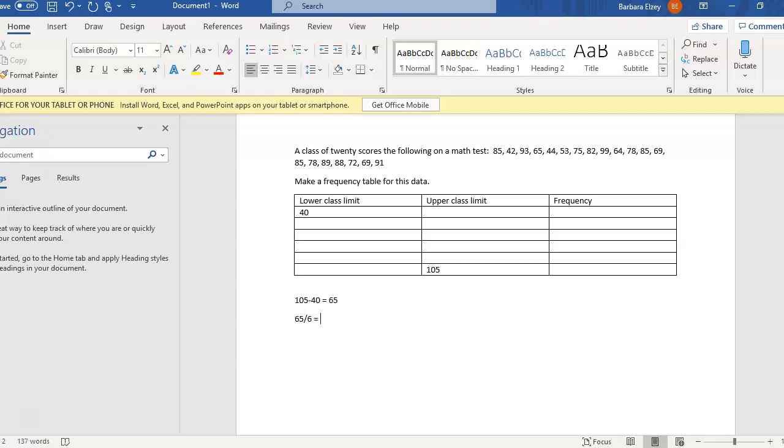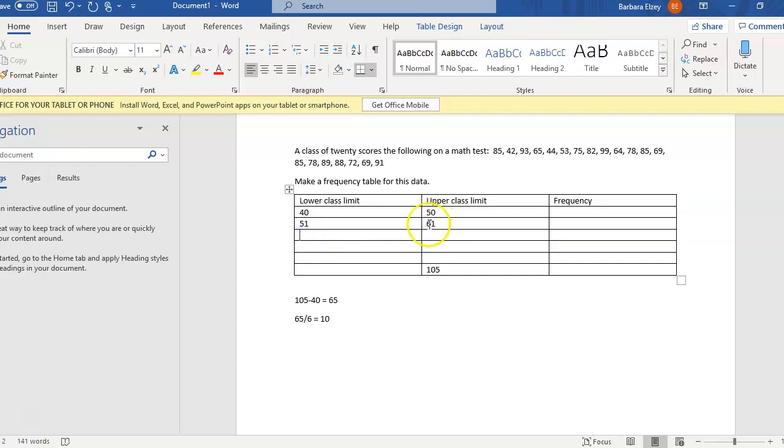I don't really care about the decimal, but I know that 6 will go into 65 at least 10 times. It won't go 11, not quite. So I'm going to make my classes 10 in size. So if I take this 40 right here and I add 10 to it, that's going to give me 50. And I never want the classes to overlap. So my next class will start one higher than 50. It'll start at 51. And if I add 10 to 51, my upper class limit will be 61.